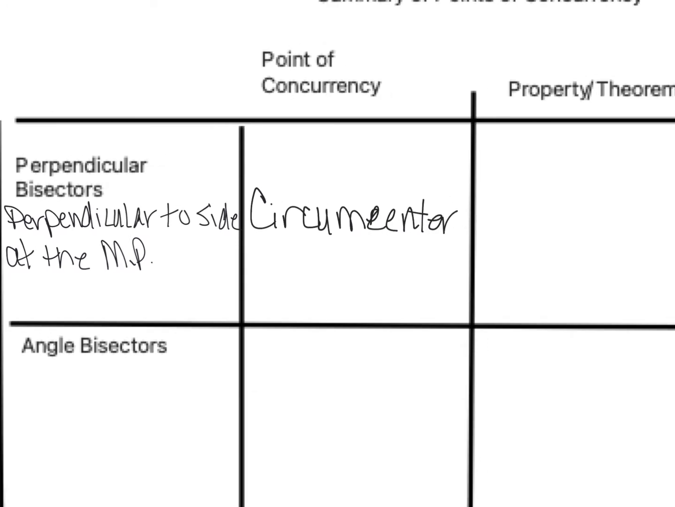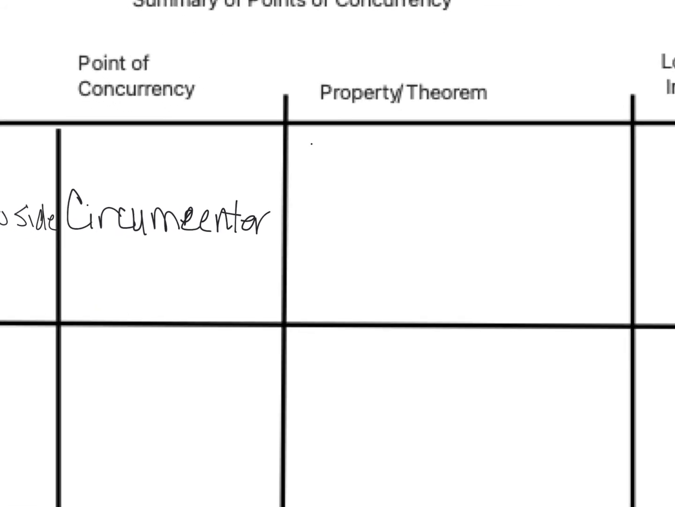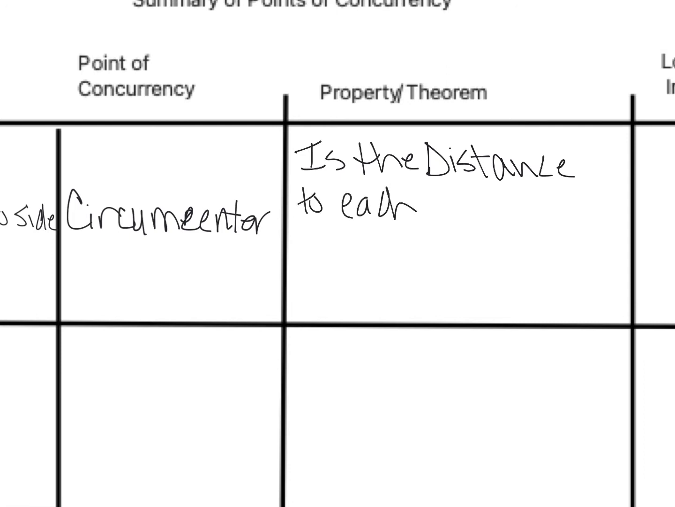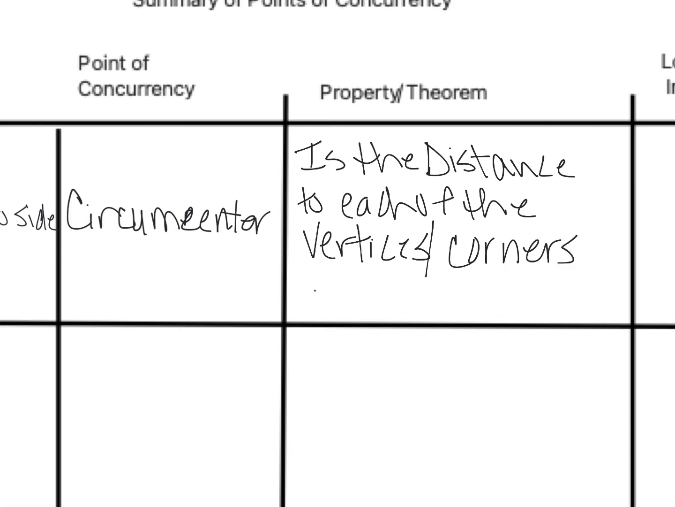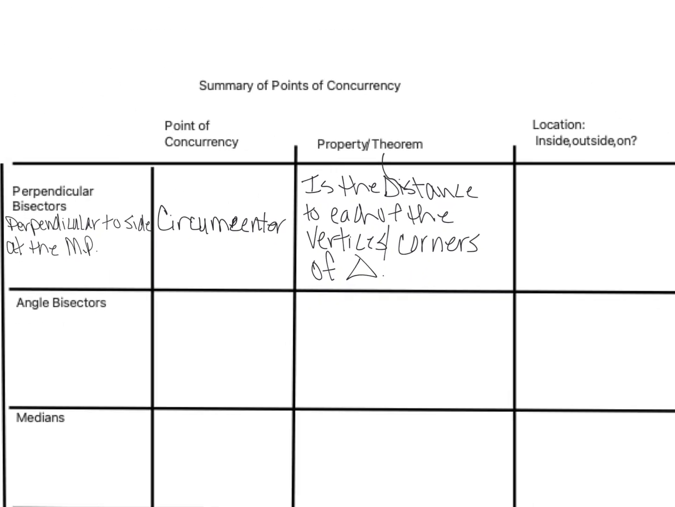Okay, so then what did we learn about the circumcenter? We learned that the circumcenter is the same distance to each of the vertices or corners of the triangle. Okay, so it's the same distance from the circumcenter to the vertices of the triangle.